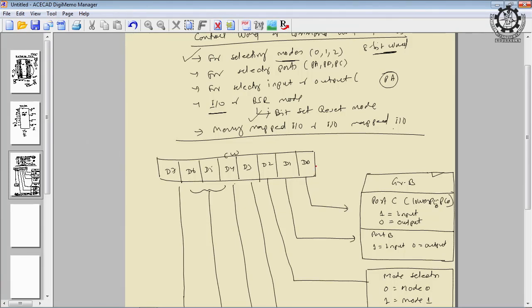So, let us see first D0. If it is 1, what is the meaning of this? The meaning is that port C lower, that is PC0 to PC3, will be taken as the input port. Is it okay? If it is 1, it is an input port. If it is 0, it is an output port. So, which is the output port? PC0 to PC3, that is the lower 4 bits of port C. Is it okay? D0.